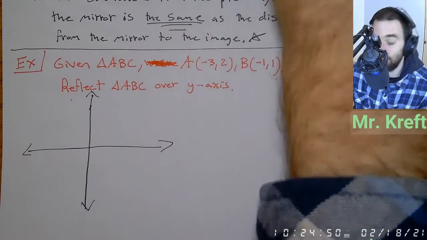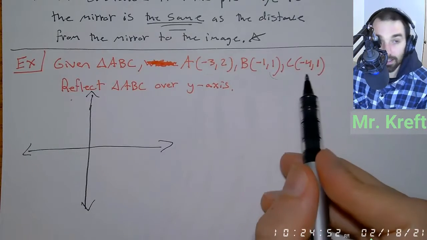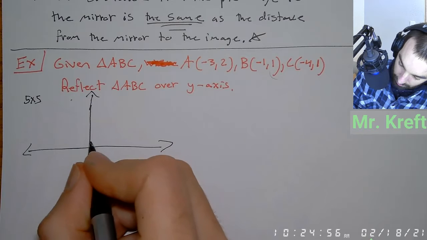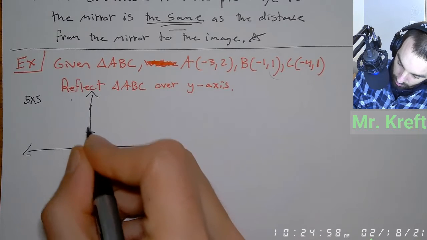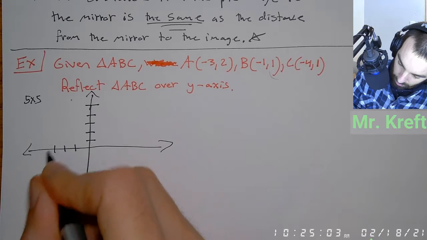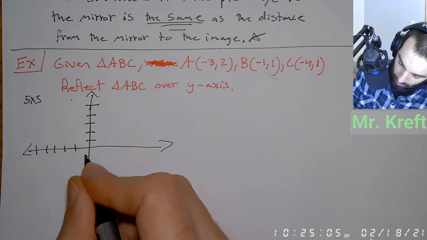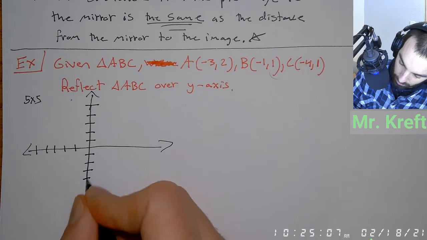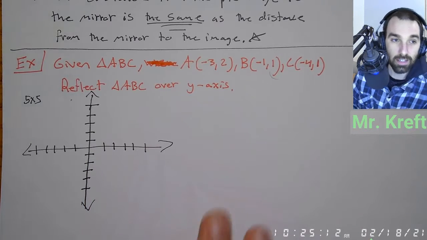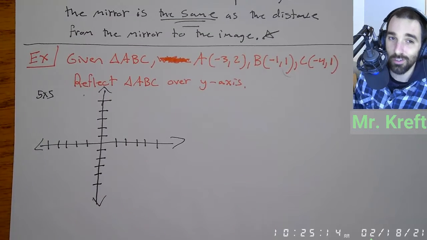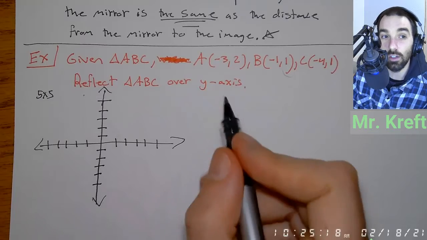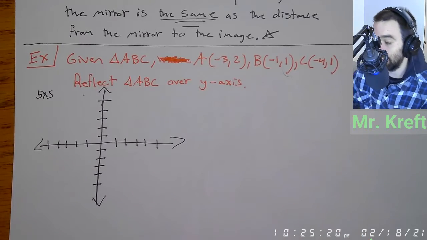Okay, and then I'm going to plot these points. Now, it looks like I'm just going to do a 5 by 5. So what that means is I'm just going to go like this. 1, 2, 3, 4, 5. 1, 2, 3, 4, 5. Okay, and again, you can tell mine's not perfect, and yours isn't going to be perfect either. So this is just a visual aid to help us get the coordinates for what we're doing.